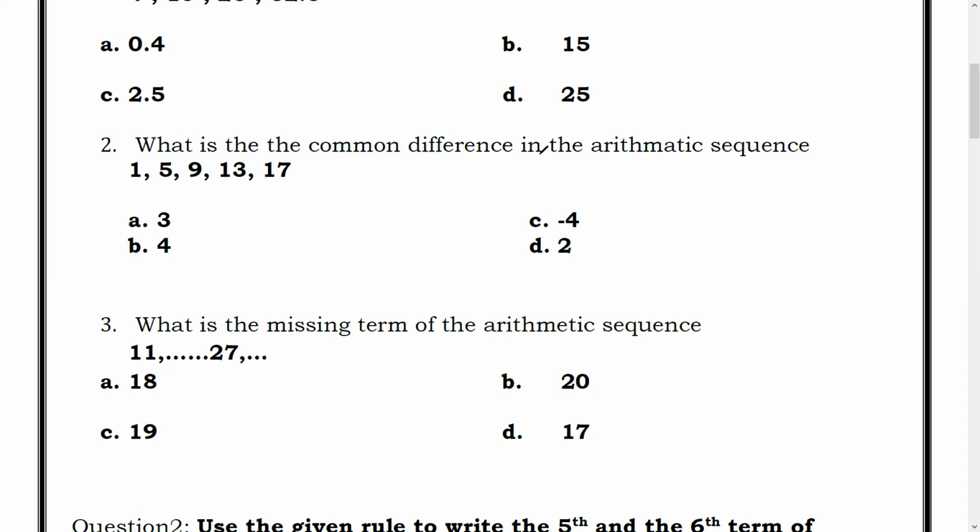Okay, Lana, answer the question. What is the common difference? 4. B, 4. Thank you. You will subtract 5 minus 1 equals 4. So the answer here is 4.